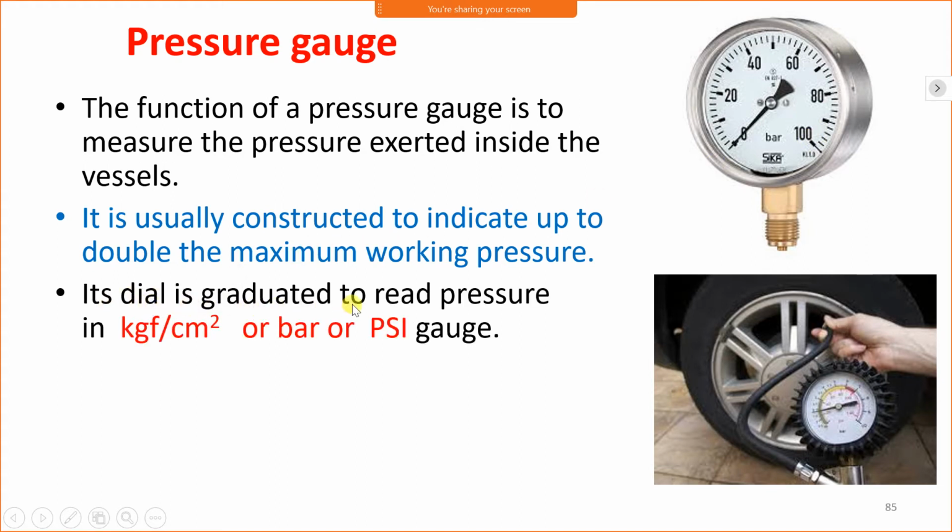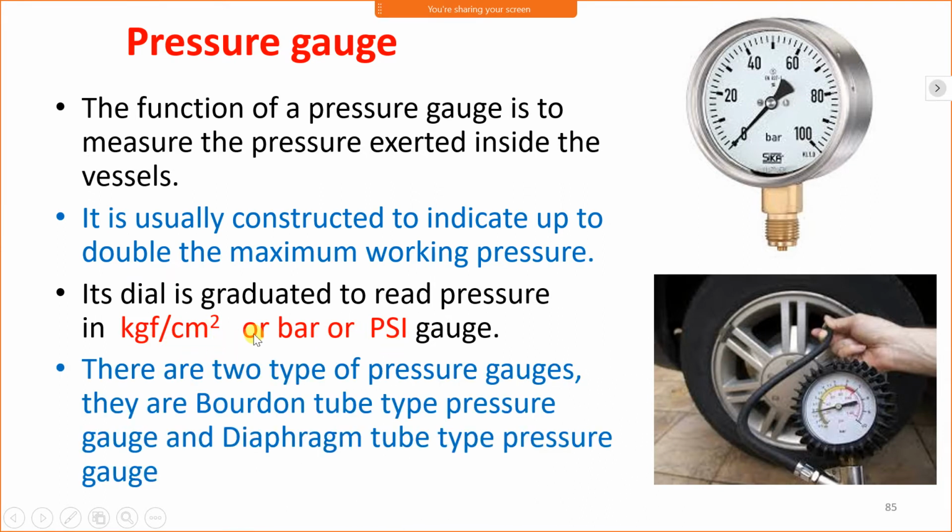Its dial is graduated to read pressure in kgf per centimeter square, or bar, or psi. Now pressure gauges are manufactured in various units. It is shown here in bar. It may be manufactured for two units or three units: kgf per centimeter square, meaning kg force per centimeter square, or bar, or pounds per square inch gauge. Whatever pressure is indicated by the pressure gauge is called gauge pressure. At atmospheric pressure, the pressure gauge gives zero reading.